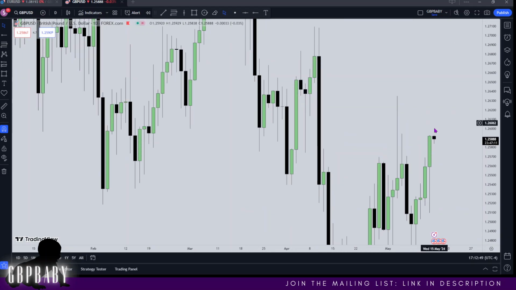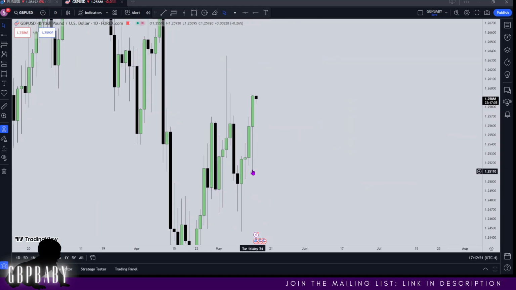There's a few things I want to bring our attention to. So you can see how we wicked down. We ran out Monday's lows absolutely incredibly, and then came off of those lows to trade on higher. Now there is an inversion fair value gap here, and I didn't talk about this.